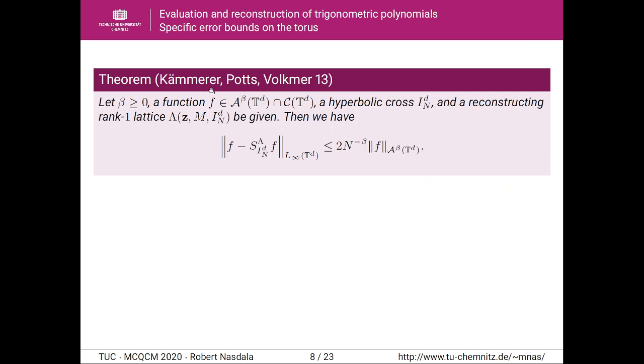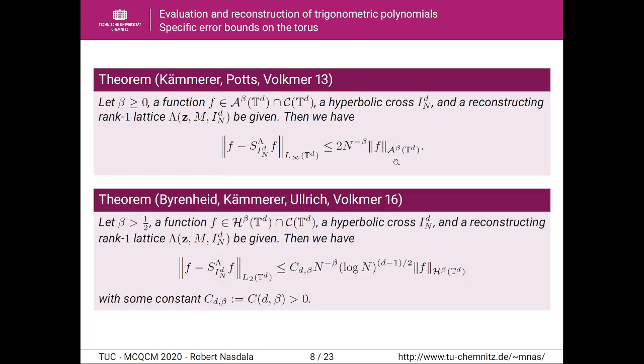So my colleagues, my supervisor Daniel Potts and my colleagues Kämmerer and Volkmer, showed that if f is in A^beta, which is the L1 case, then you can show that the approximation error in the L infinity norm is bounded from above by n to the minus beta times some constant.